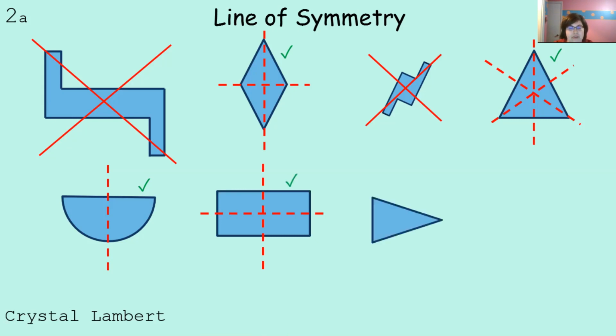That is symmetrical. What about this triangle? Yep. Well, that way is a no. But all we needed was one line of symmetry, and it is symmetrical. Now, what about this one, right?